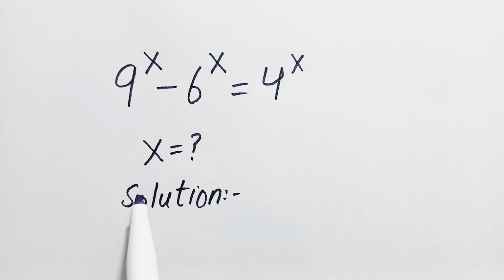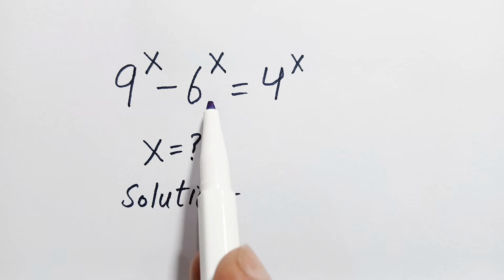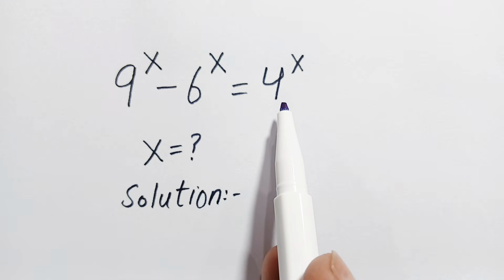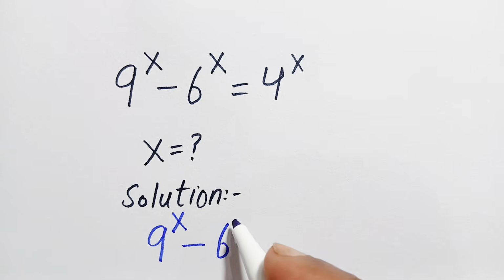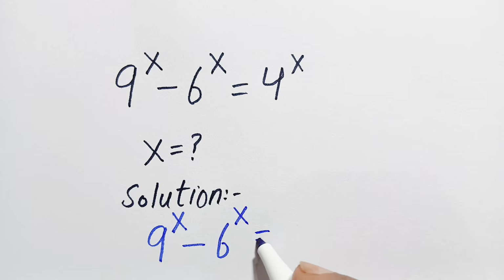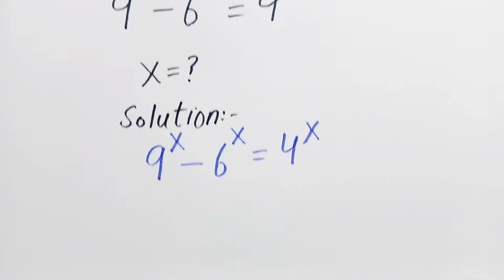Hello everyone, let us solve for x. If 9 to the power x minus 6 to the power x is equal to 4 to the power x. Let's start the solution. As given, 9 to the power x minus 6 to the power x is equal to 4 to the power x.